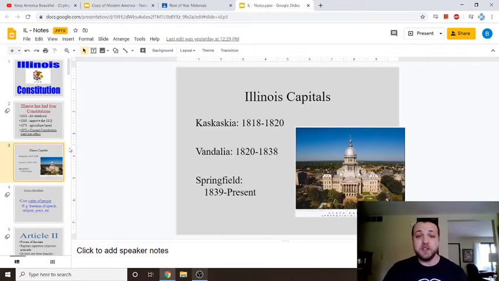So we've had 4 constitutions. That's on that worksheet. Illinois capitals. This is also on that worksheet. In order, the first state capital was Kaskaskia. The second capital was Vandalia.